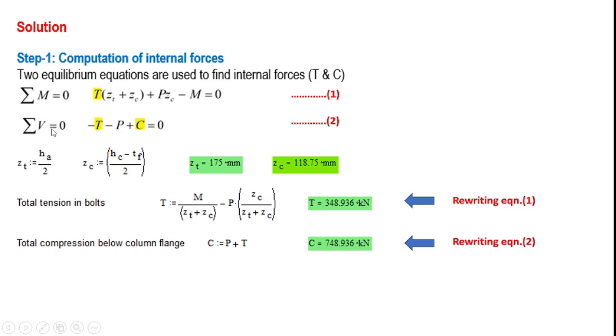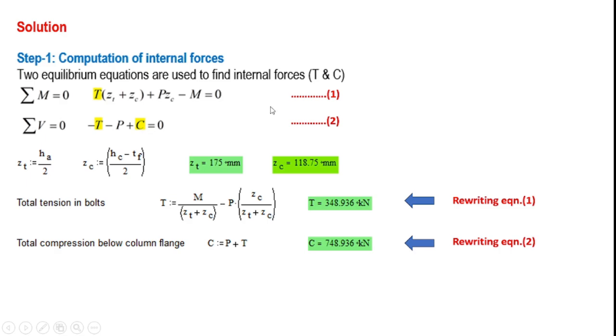That is sigma M equal to 0 and sigma V equal to 0. And before applying these equations, you would like to get the locations of the resultant tension set T and set C through this formula, which is very simple. And the values of set T and set C are reported over here.